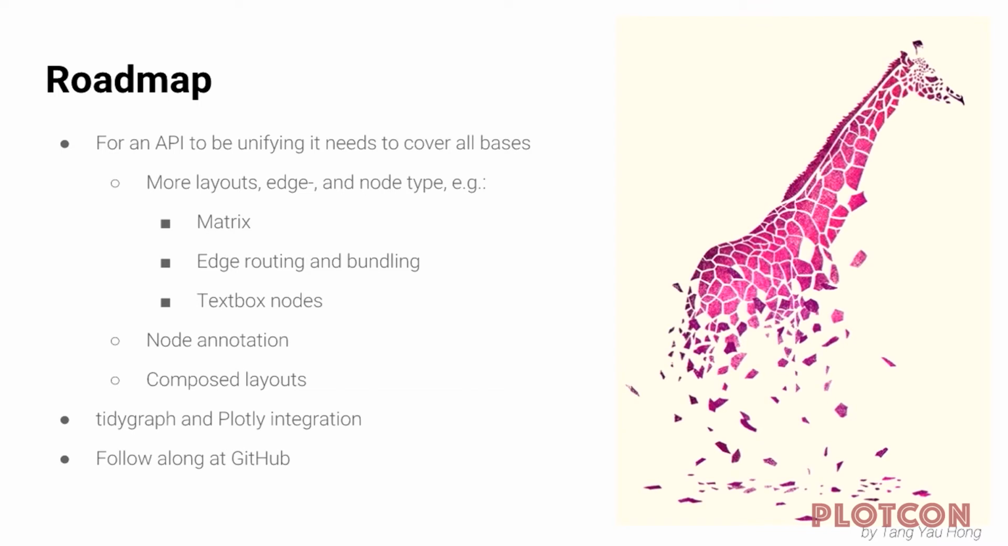Well, the biggest problem I need to look out for is that I want an API that is unifying for everything. And that's, as I said before, a tall order. There are a lot of layouts that I don't support right now. I think I support more than the general package in R, but there are new layouts that I want to incorporate. There are matrix layouts. I want to port the D3 layout because that's actually a really nice layout algorithm.